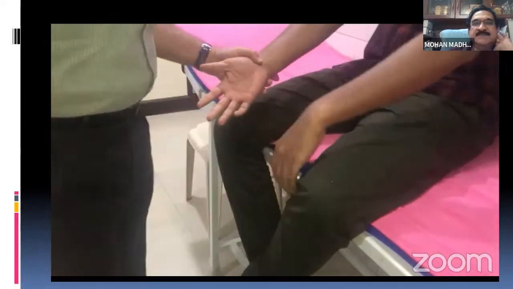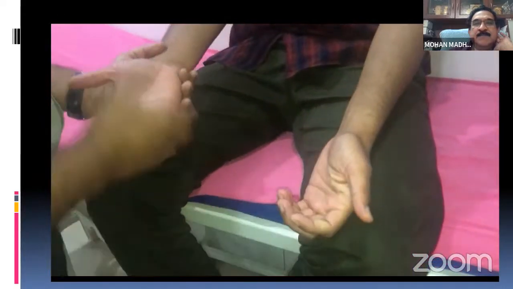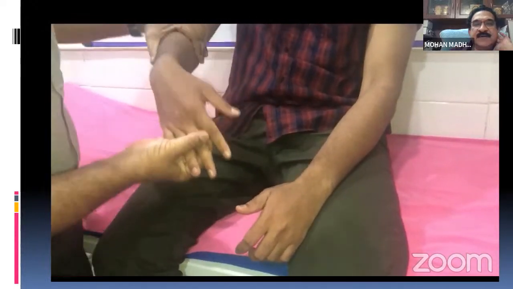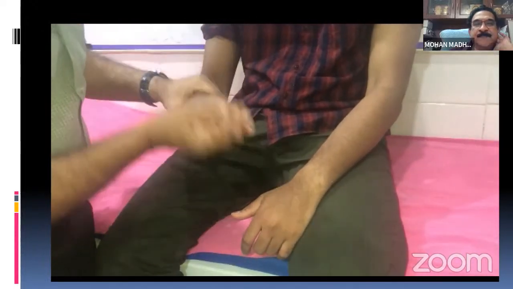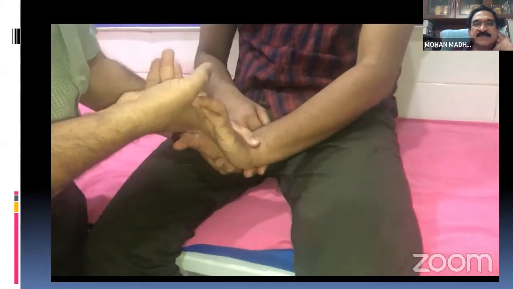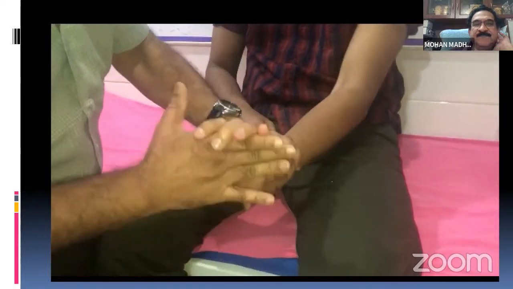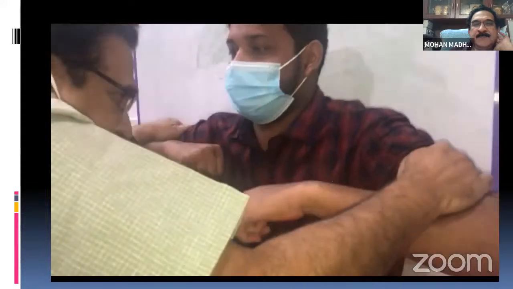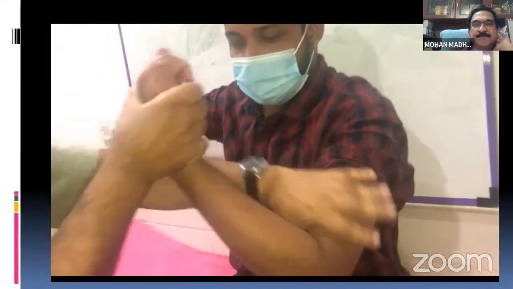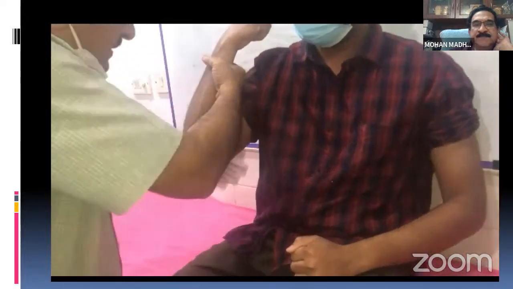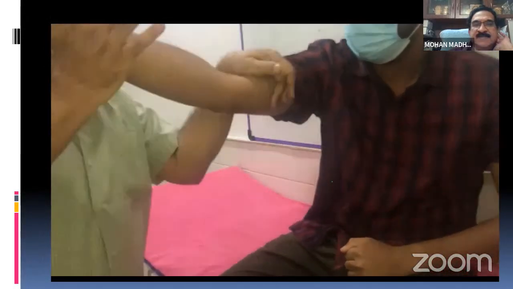Come to the upper limbs. There is no pronator catch, pronator drift was normal. There is some suggestion of finger flexion spasticity. There is some suggestion there. The tone was normal. Biceps normal. Biceps normal.